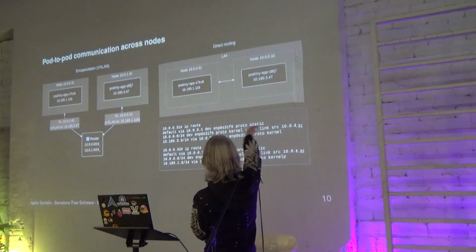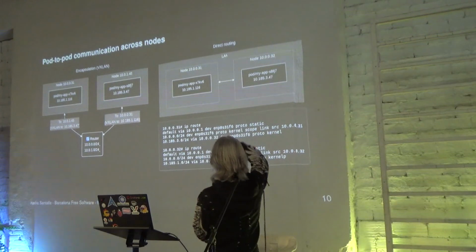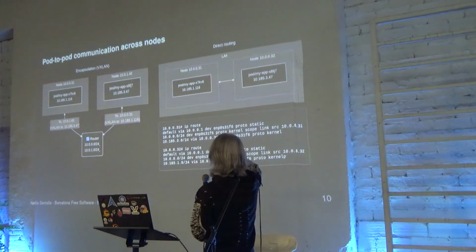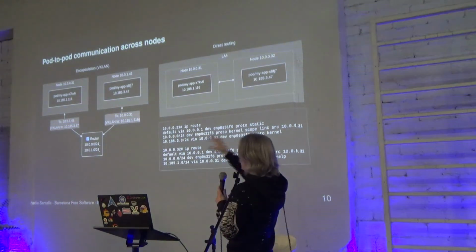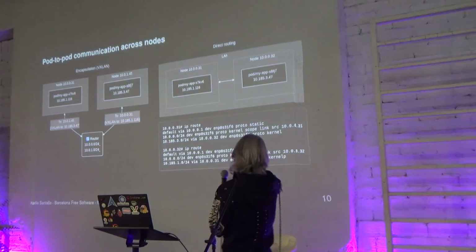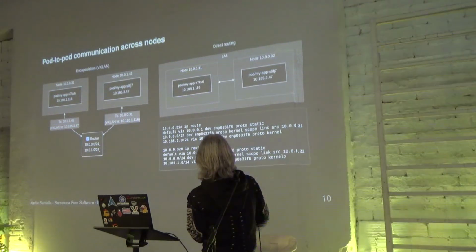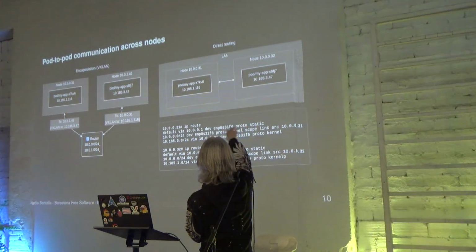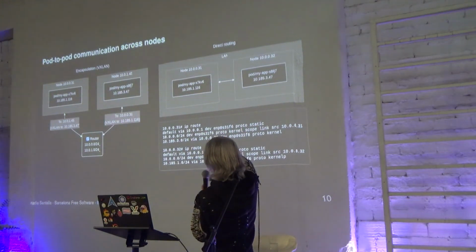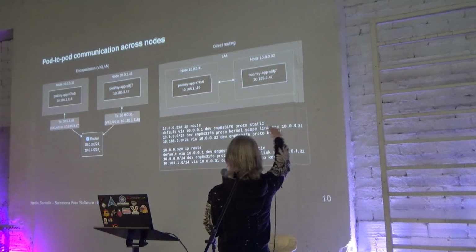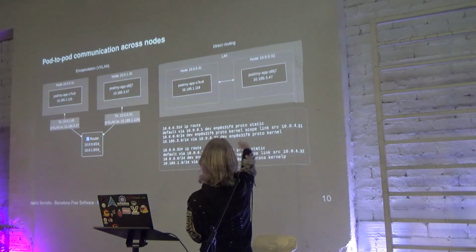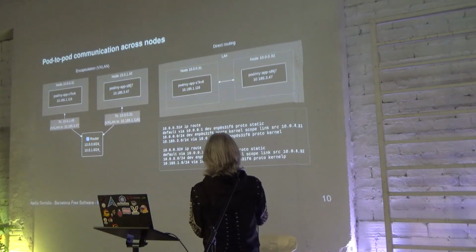So let's say that we have our 2 nodes, same as before, but this time we put them in the same LAN, in the same network, in the same layer 2 broadcast domain, if you will. So in this case, you can see that both nodes have IP addresses that look like they are on the same subnet. So one is 10.31 and the other is 10.32.